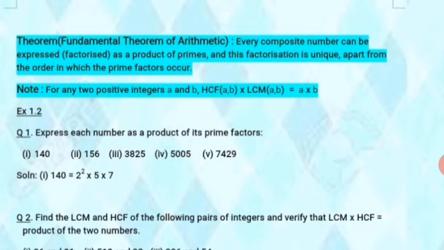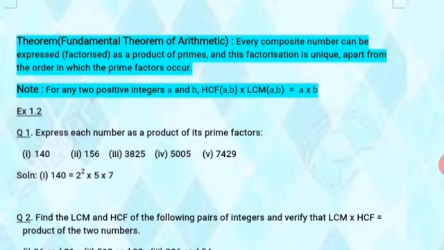So the statement goes as every composite number can be expressed or factorized as a product of primes. And this factorization is unique. Children, 4 can be written as 2 into 2. There is no other number which can be represented or written as 2 into 2. That is why the statement goes as the factorization is unique, apart from the order in which the prime factors occur.